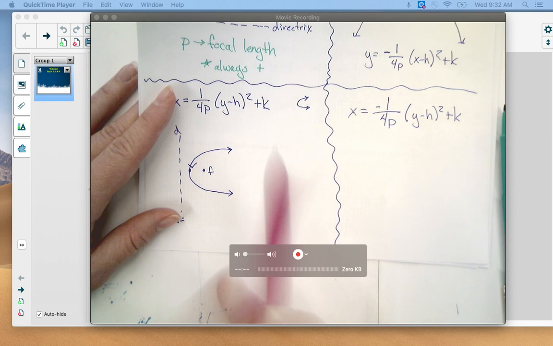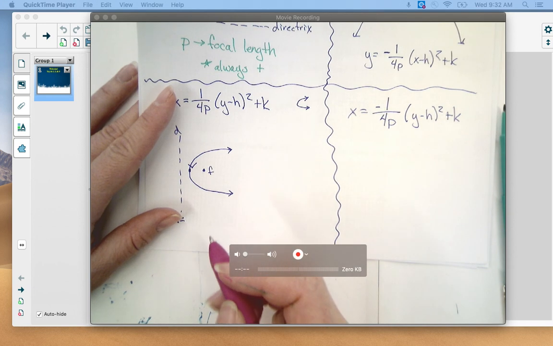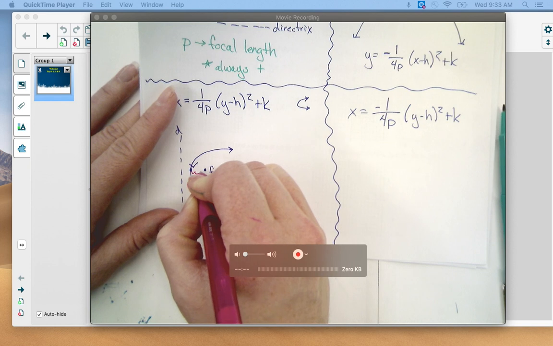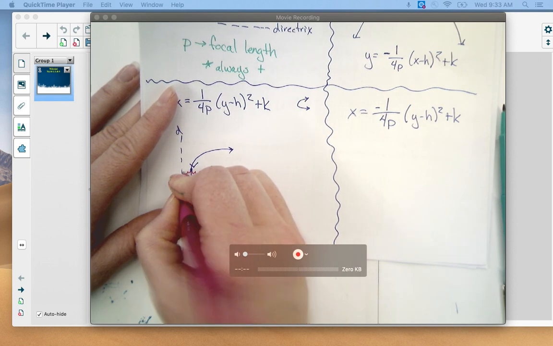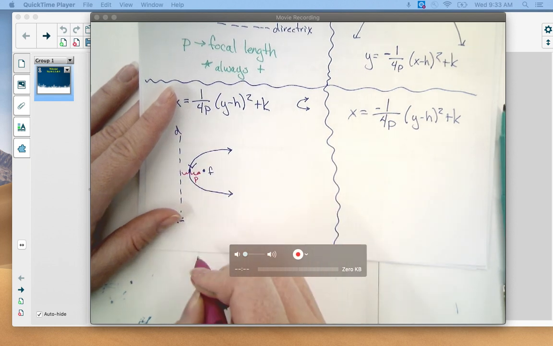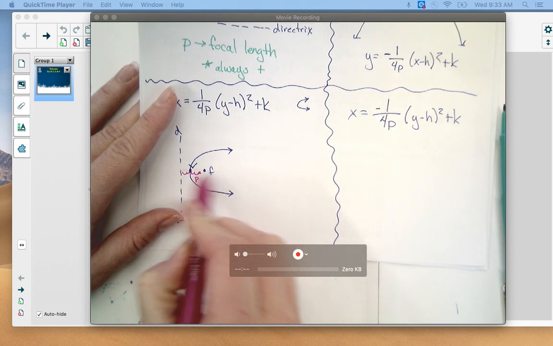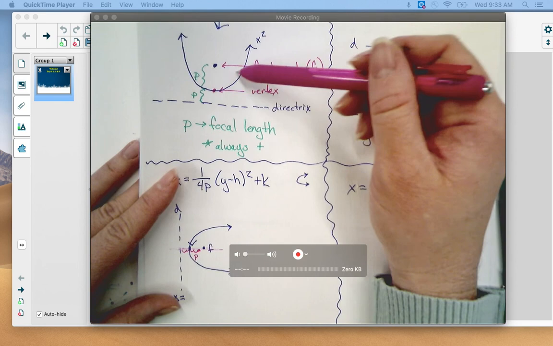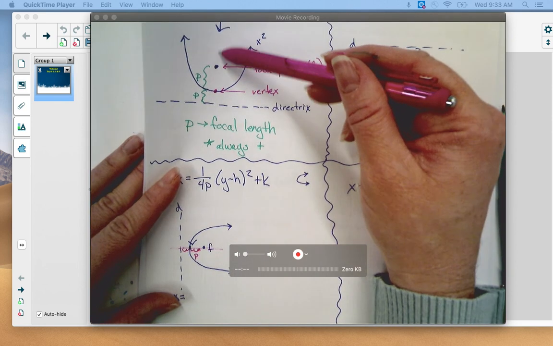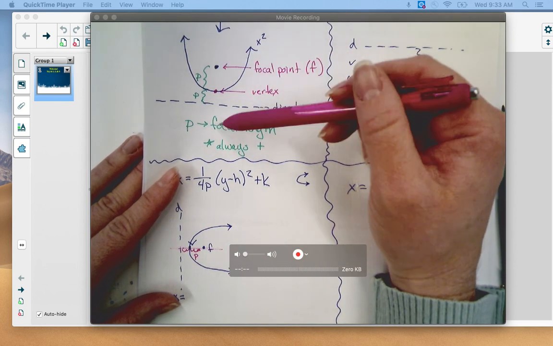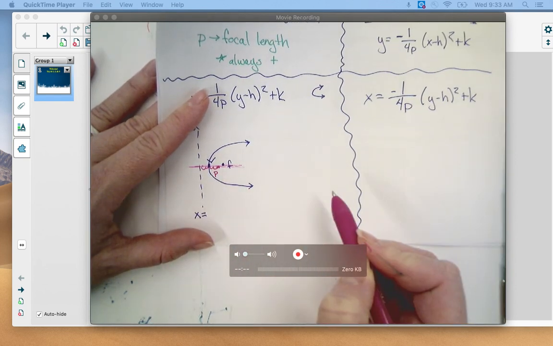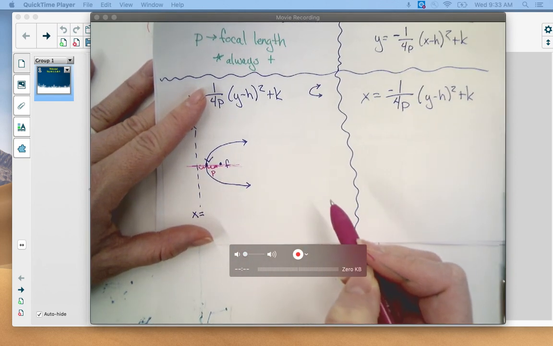Also the relationship between... well wait, did the focal length change at all? Now I'm not going up and down. I'm going to the right p, and I'm going to the left p. And then what's the relationship between my vertex and my focal point? When it was vertical, the focal point and the vertex always had the same x value. Here, the vertex and the focal point are always going to have the same y value. Are you okay with that part?